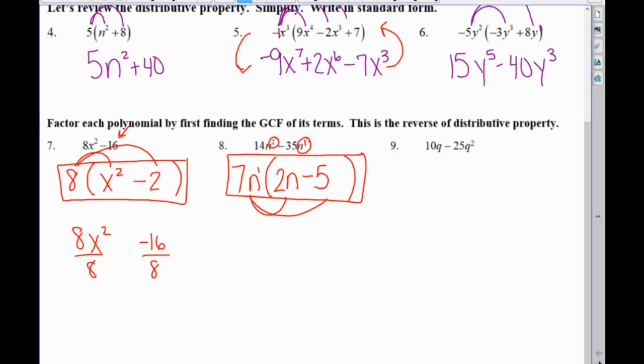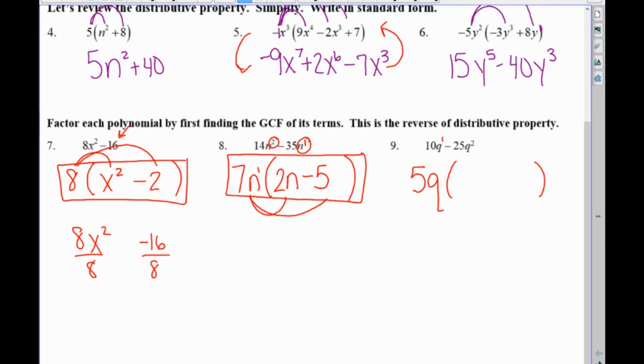All right, let's try number 9. Start with the numbers. So what's my GCF for 10 and 25? 5. All right, this is q to the first and q to the second. So how many q's can I pull out? 1, because we always go with our smallest exponent.